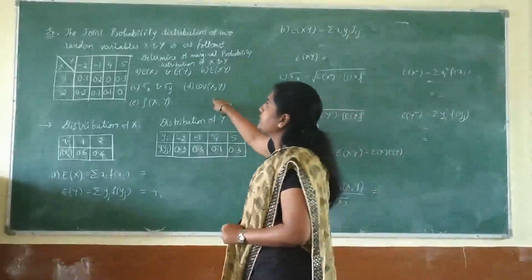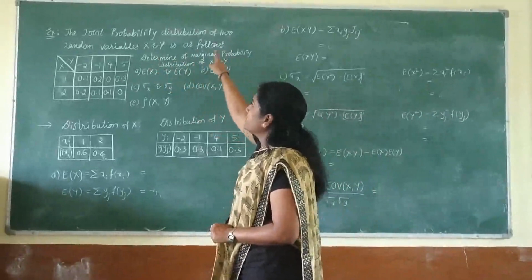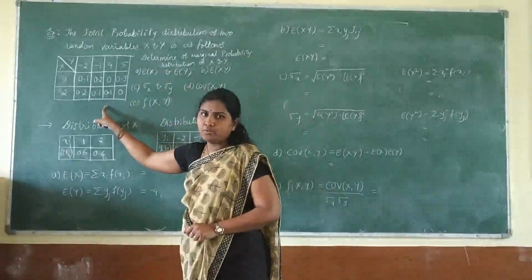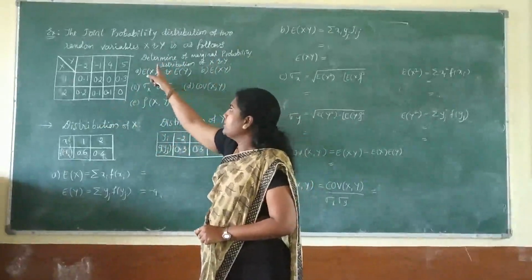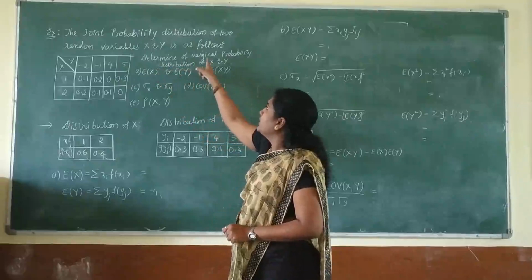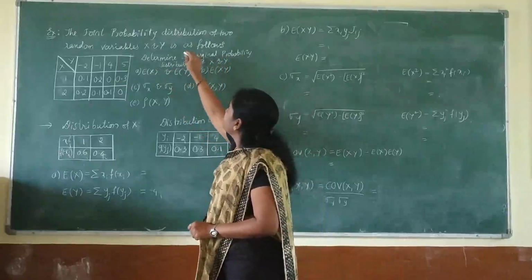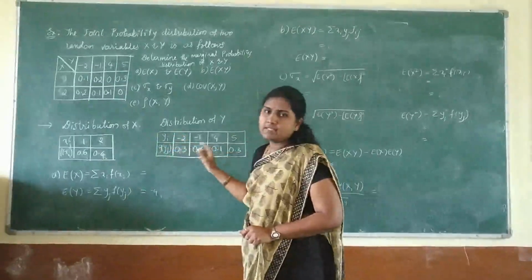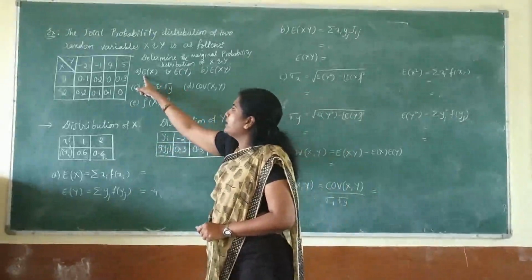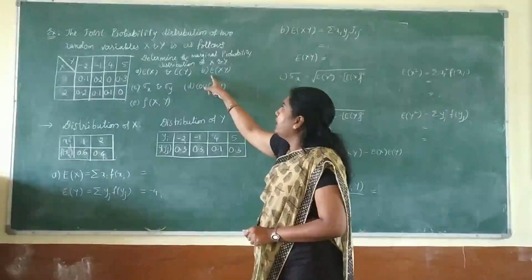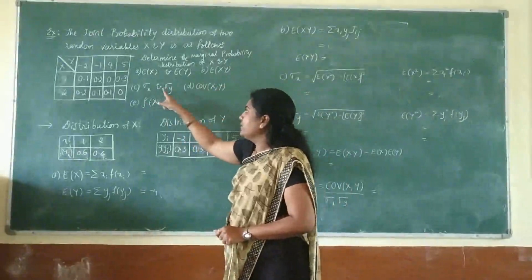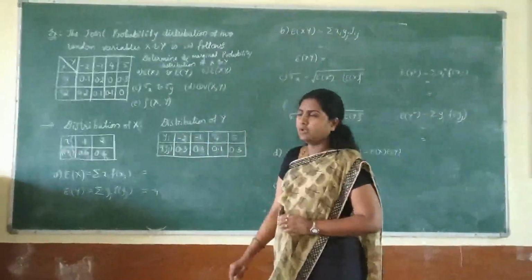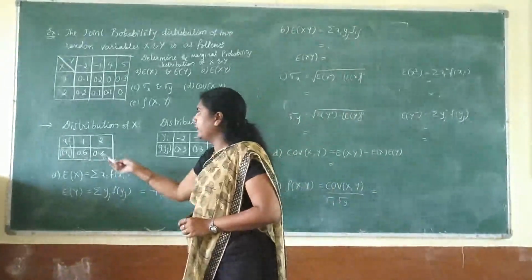Okay, next example. The joint probability distribution of two random variables x and y is given in the table. Here they are asking us to determine the marginal distributions of x and y, the expectation of x, expectation of y, expectation of xy, standard deviations of x and y, covariance of xy, and correlation of xy. Let us find them one by one.